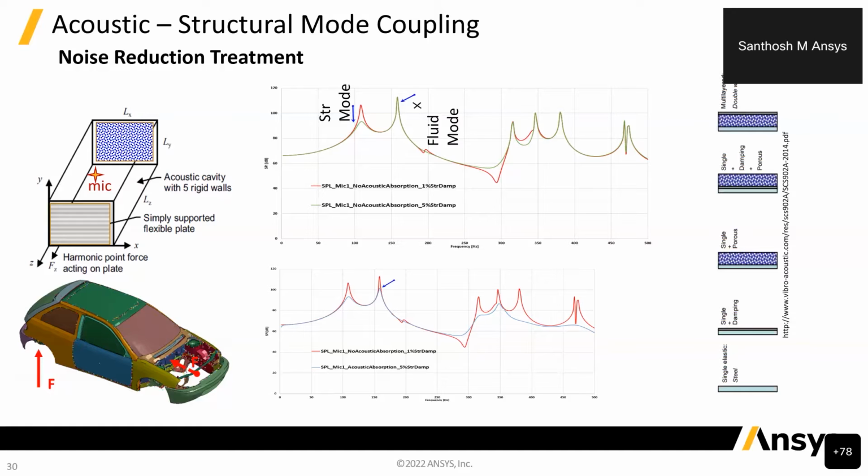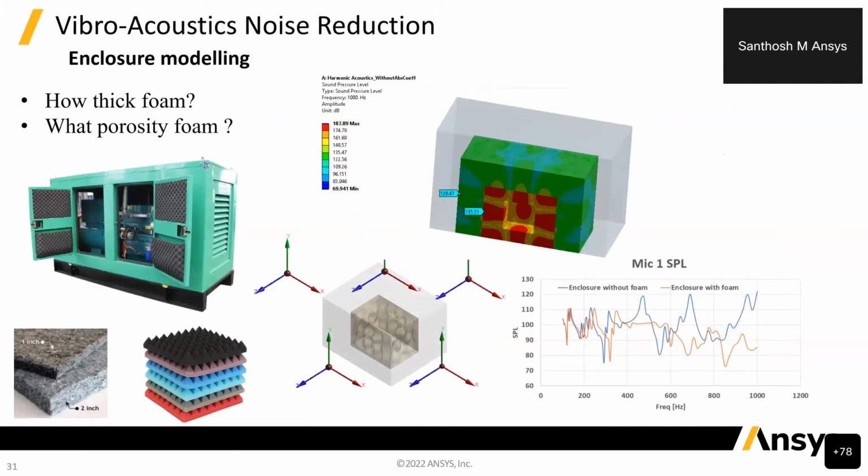We need to introduce some damping mechanism that will reduce the vibration. But if you want to reduce the noise level at this frequency, this is a fluid dominated mode. If you are introducing any structural damping mechanism like a rubber sheet or something, this peak will not come down. Instead, we need to introduce an acoustic damping mechanism, like a foam or a sound absorbing material and so on. So this can be used to study and choose a suitable type of noise treatment.